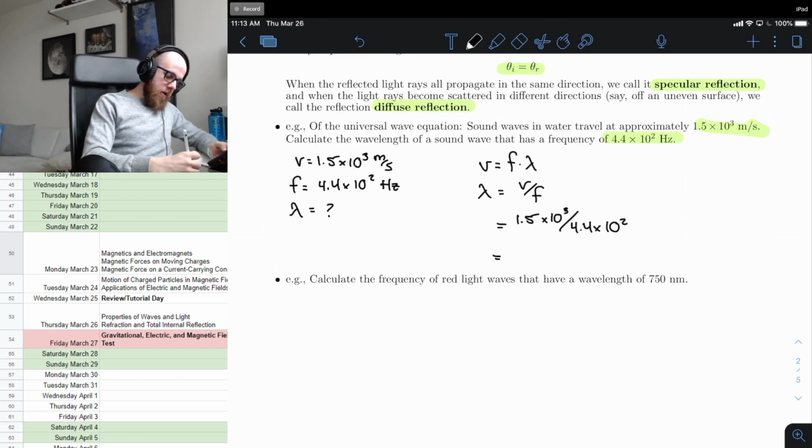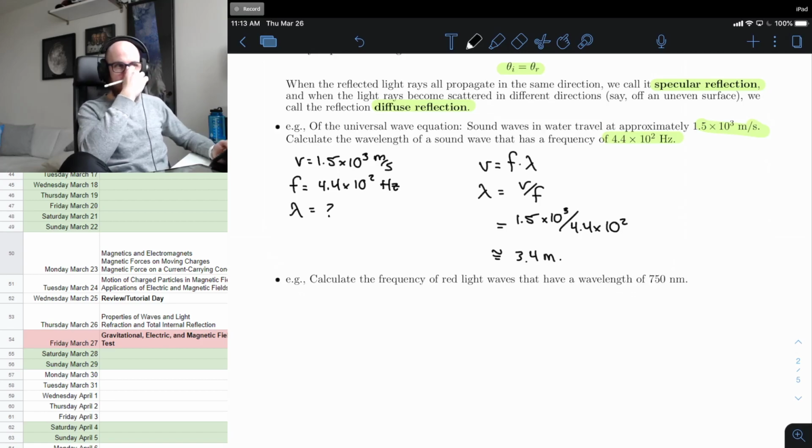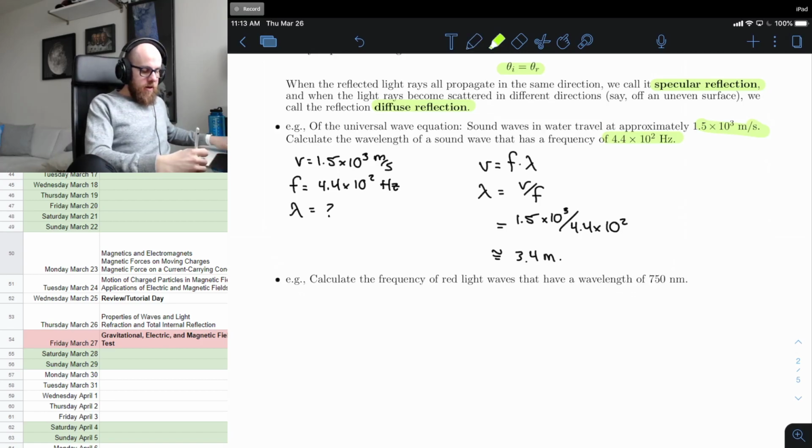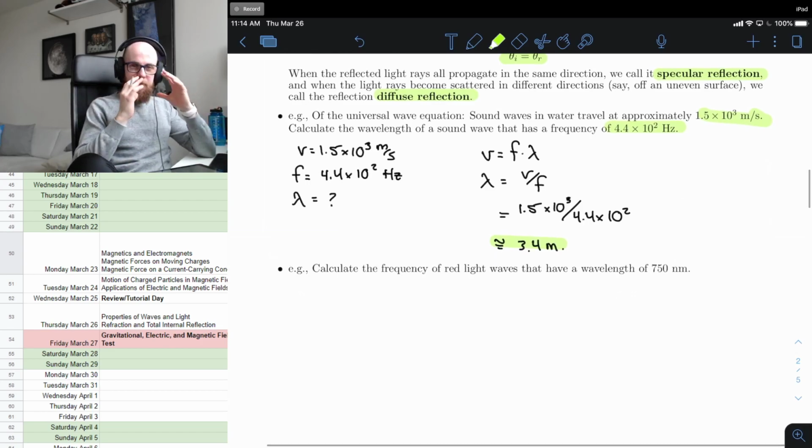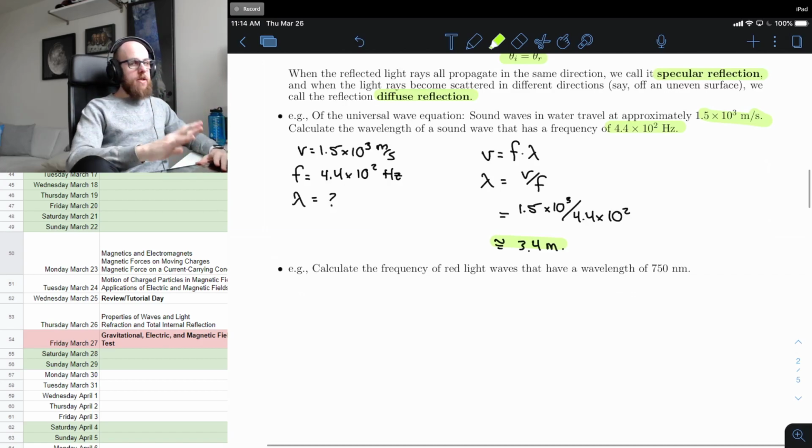I get a value of 3.4, roughly. 3.4 meters. And that's that. So the universal wave equation is very straightforward, right? Just a simple relation between frequency or period and the speed and wavelength. So really straightforward calculations. Okay.